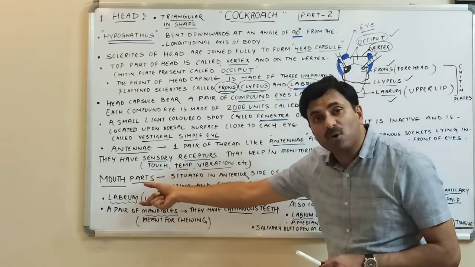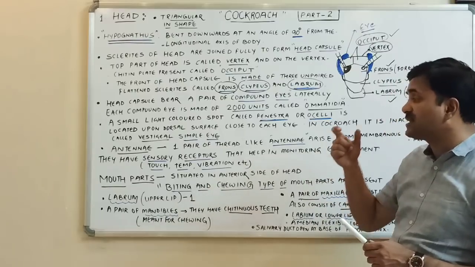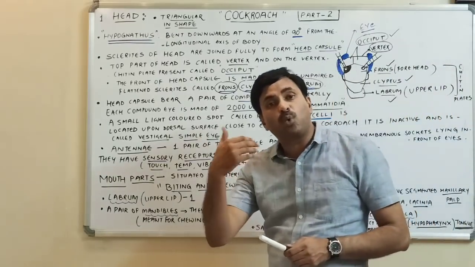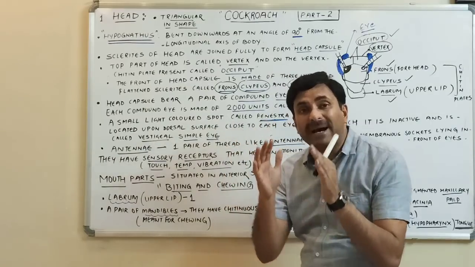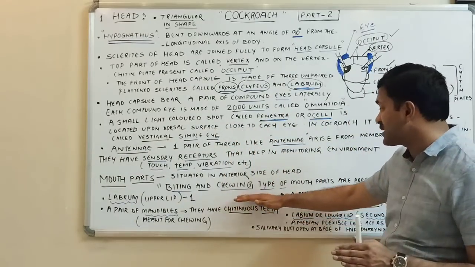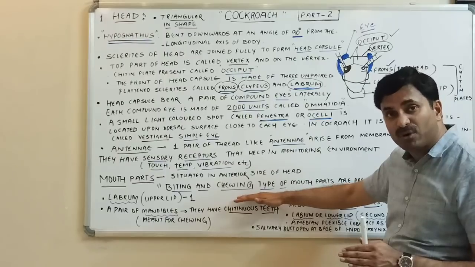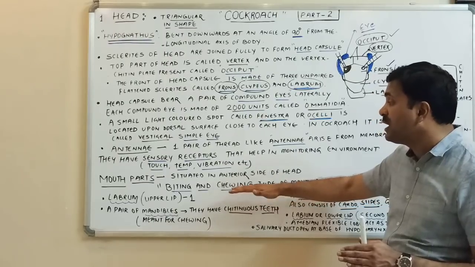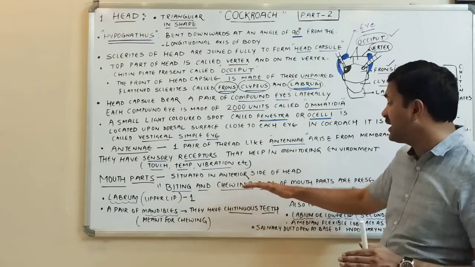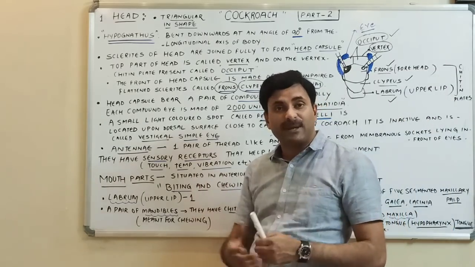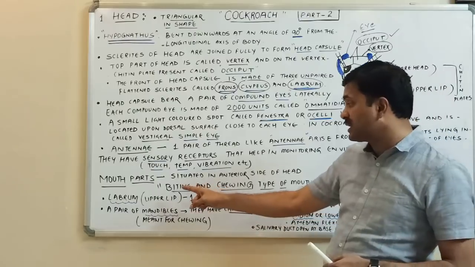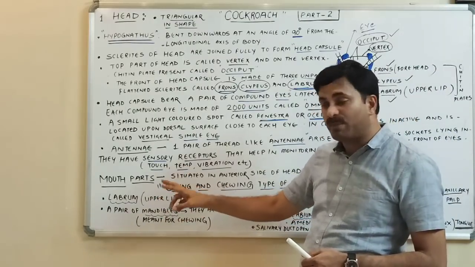What are present? Mouth parts are present. Many times a question is asked in the exam: what type of mouth parts are present in the cockroach? In the cockroach, biting and chewing type of mouth parts are present. I am repeating again, it is important from the examination point of view. Now the question arises, what are these mouth parts? Here I have given a list of the mouth parts.